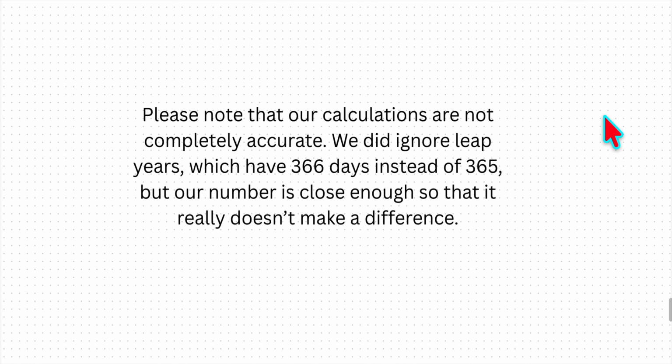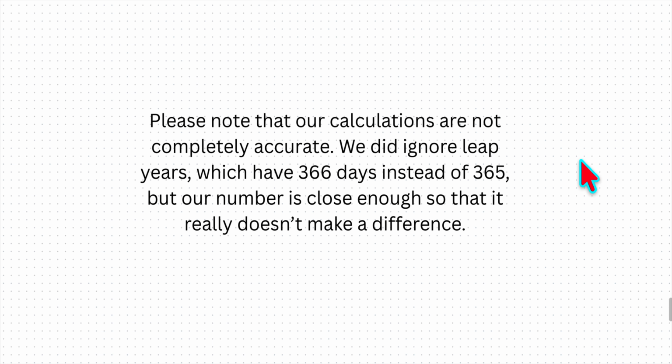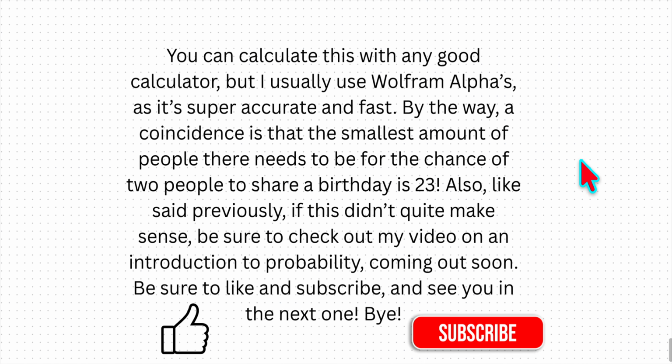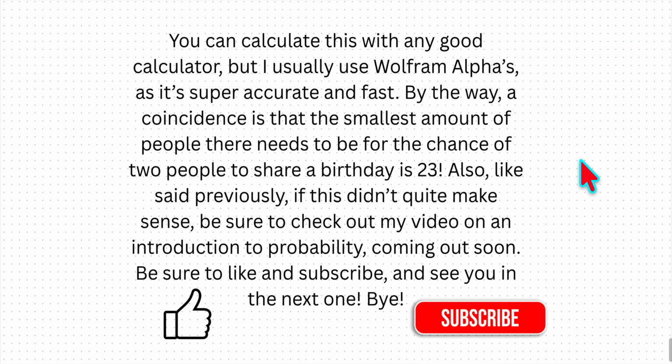Please note that our calculations are not completely accurate. We did ignore leap years, which have 366 days instead of 365. But our number is close enough, so it really doesn't make a difference. You can calculate this with any good calculator, but I usually use Wolfram Alpha as it's super accurate and fast. By the way, a coincidence is that the smallest number of people needed for the chance of 2 people to share a birthday to exceed 50% is 23.